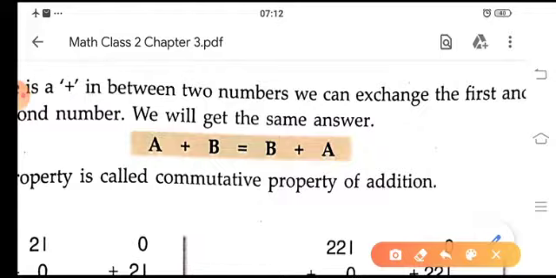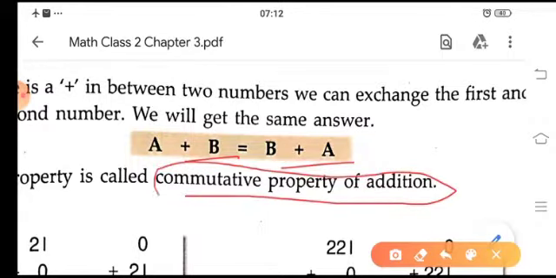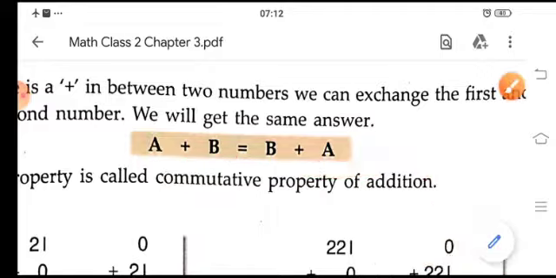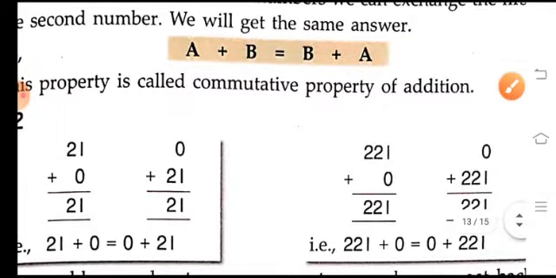If we have a plus b, then we can write a plus b is equal to b plus a. Now this property is known as the commutative property of addition. What is this property called? Commutative property of addition. Then fact number 2, children.